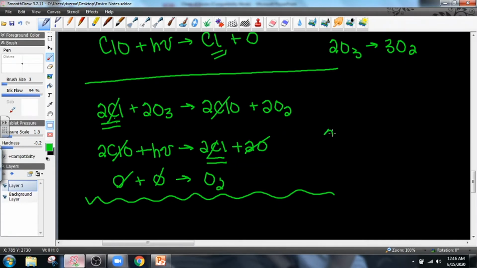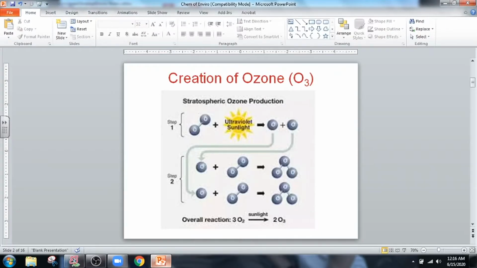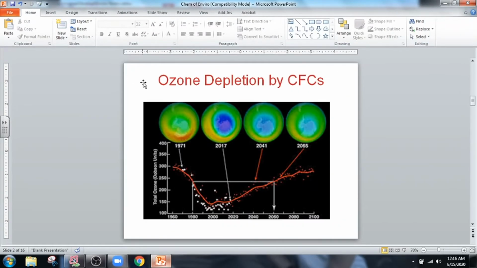I've got 2 O3 molecules becoming 3 O2 molecules. But I needed chlorine to do it. This chlorine catalyst made this reaction happen. It's the fault of the CFCs. And so now we can go take a look at those slides here and see what the problem is.